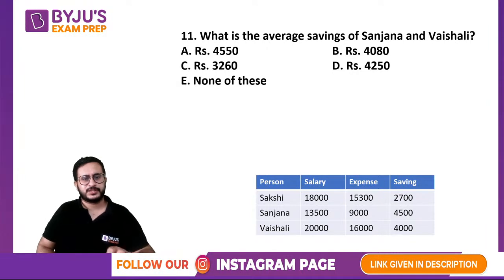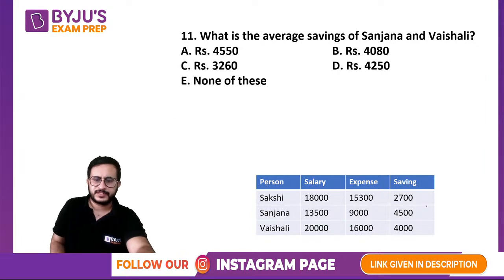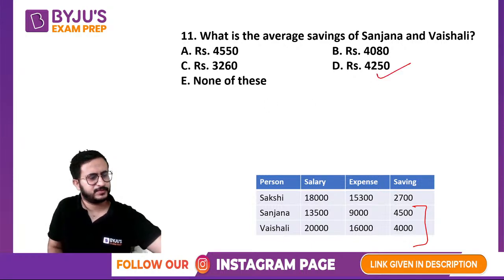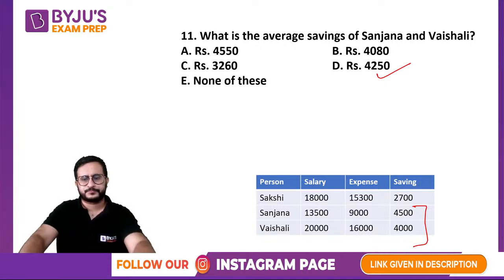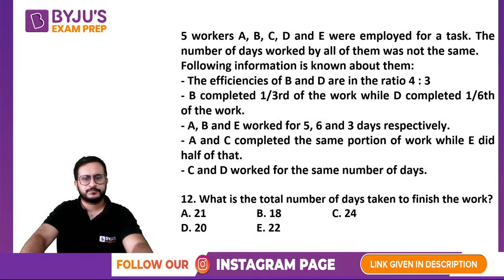Here's the next question. It says, what is the average savings of Sanjana and Vaishali? Sanjana saves 4,500, Vaishali saves 4,000. So the total is 8,500. Divided by 2, we get 4,250. So the average savings is 4,250. All right, so that was again an easy set.